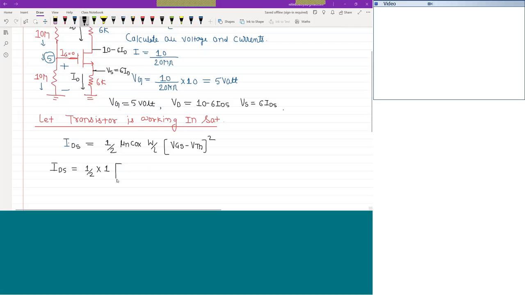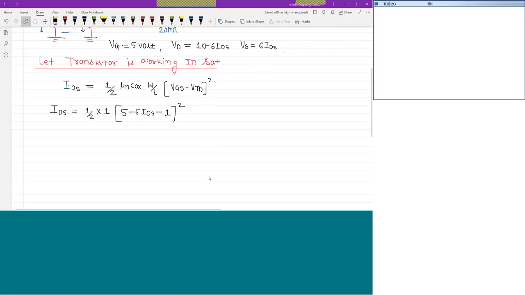Then we are having VG. What is VG? VG has the value 5 minus VS. What is the value of VS? 6 times IDS, minus VTH, which is minus 1 volt, and square of this. Now you have a quadratic equation to solve.